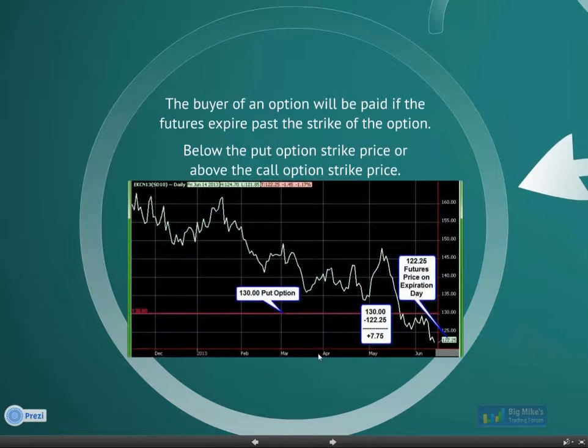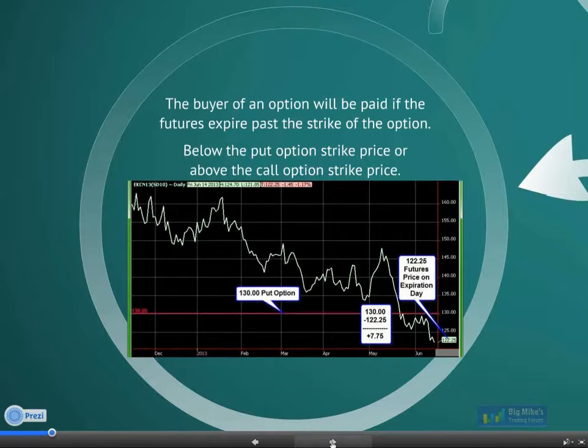In this example here on coffee, the person bought a 130 put option, and the futures ended up at 122.25. So he made $7.75 minus the cost to buy the option.